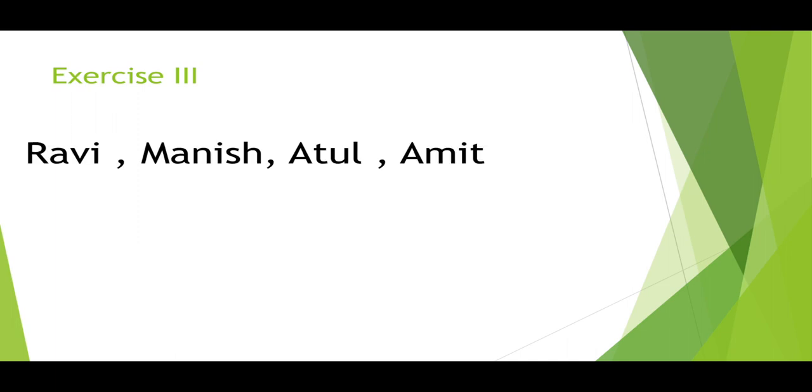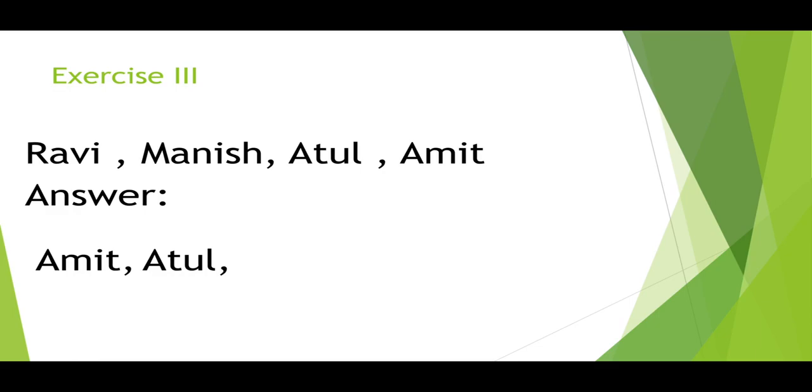Let's move ahead now. Here we have names of 4 boys: Ravi, Manish, Atul and Amit. 2 A's, an M and an R. First comes A. A-T or A-M. Which will come first? Obviously, M will come before T. Then comes T, Atul. Then we will have M, Manish. And last comes R, Ravi. I'm sure you're getting the hang of it by now.